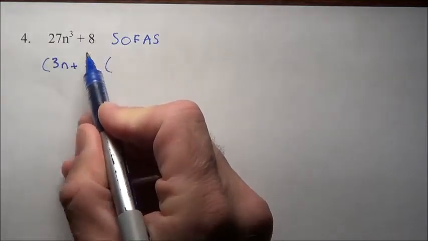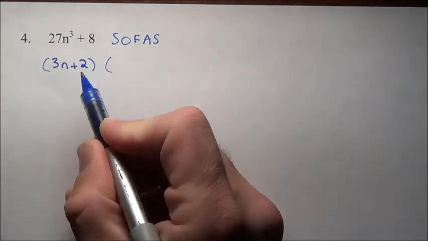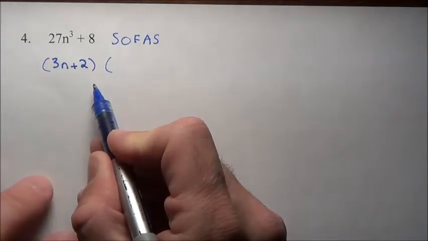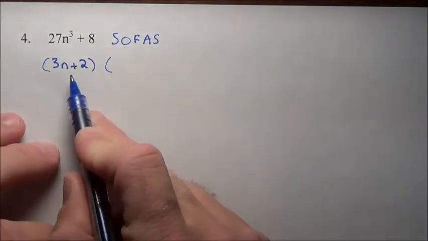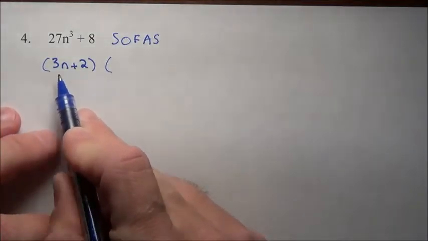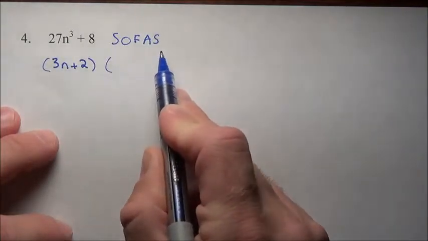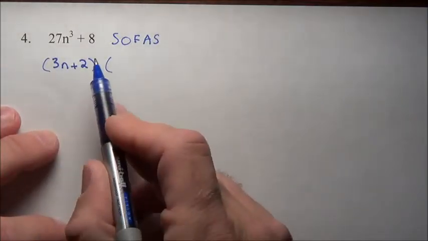Plus, well, what's the cubic root of 8? That's a 2, because 2 times 2 times 2 is 8. So there's the first piece. That should really be the hardest part. Now that we have that, we're going to use this SOFAS to help us get the rest of it.